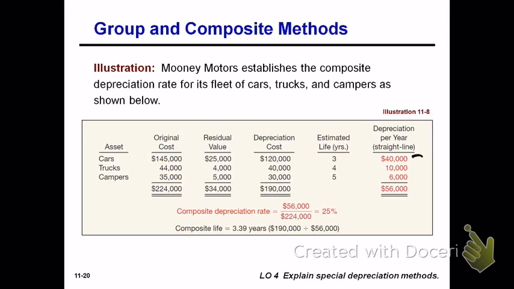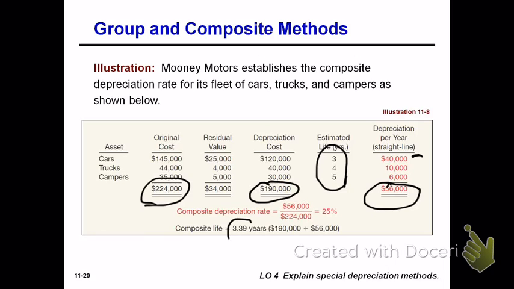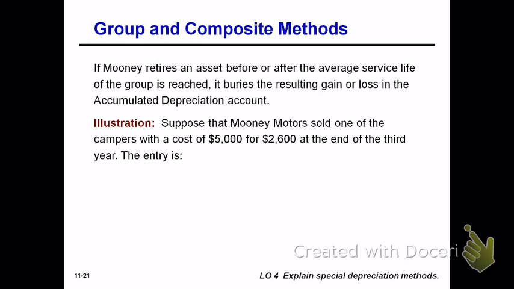If we want to do composite, because the different items will have different lives, we have to take the $56,000 we calculated and divide that by the original cost. That gives us a depreciation rate. And to figure out the composite life, we need to take the total depreciation cost that we would have over the life of the assets and divide it by the monthly depreciation expense we're using to come up with the composite life.